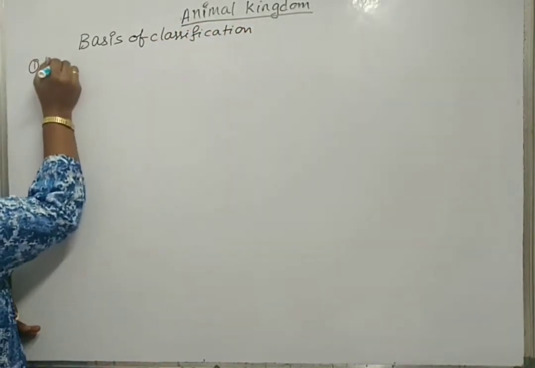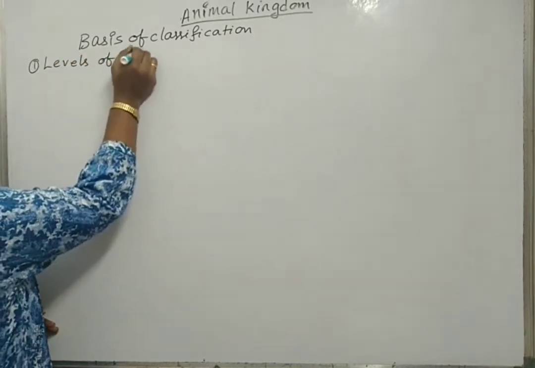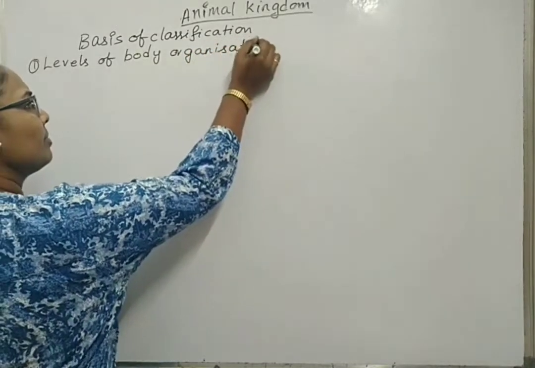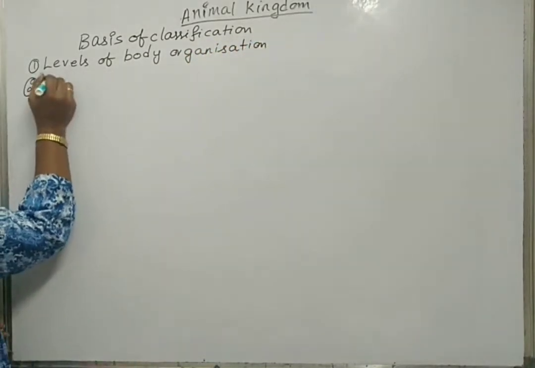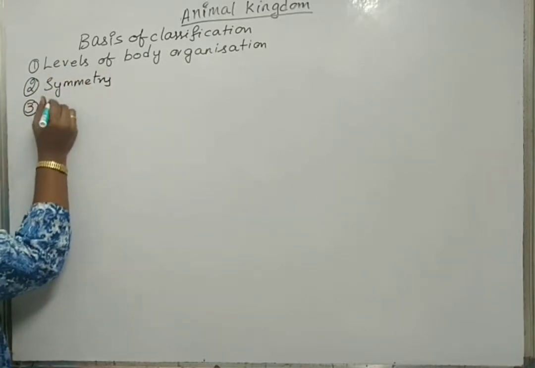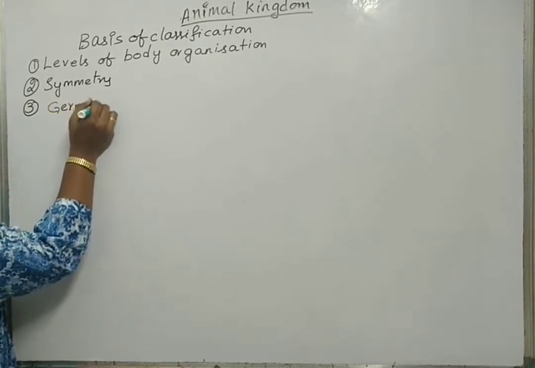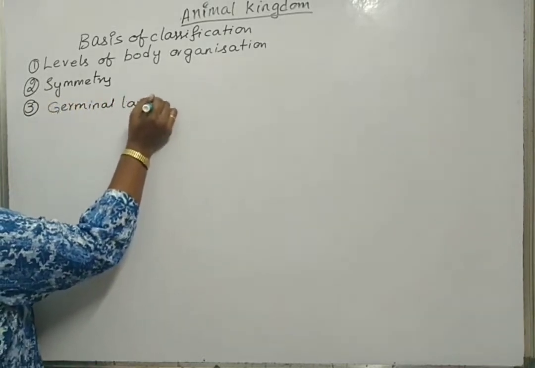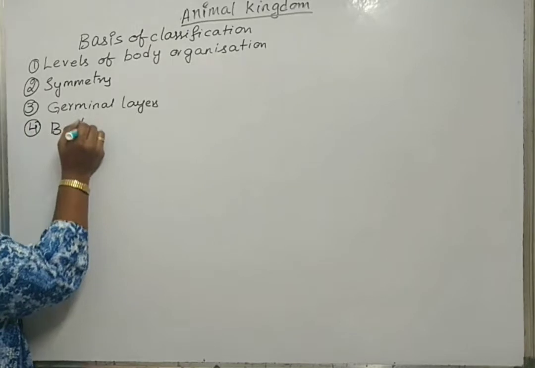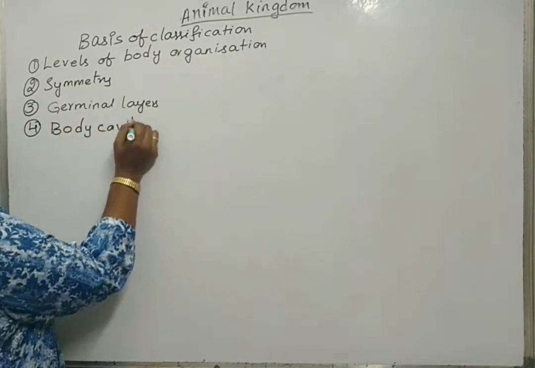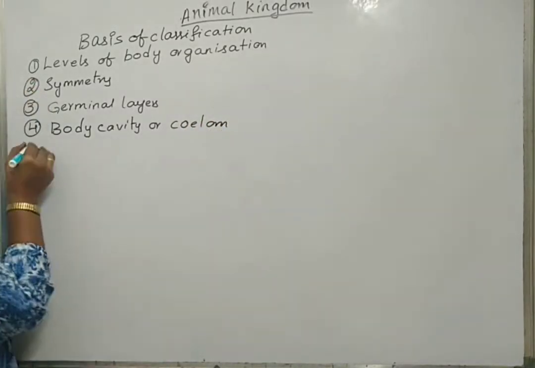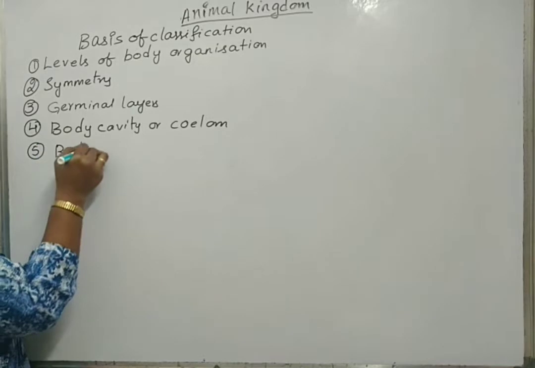First one, levels of body organization. Second term that we study is symmetry. Third one is germinal layers. Next is body cavity or coelom. Next is body plan.